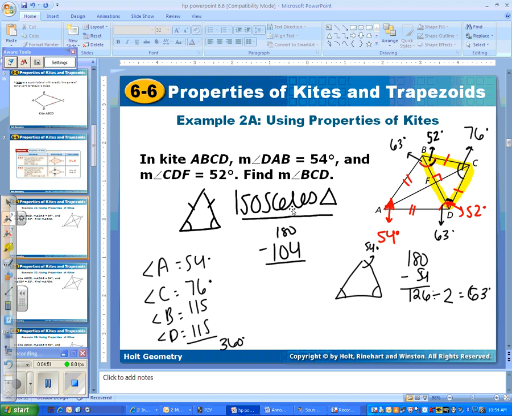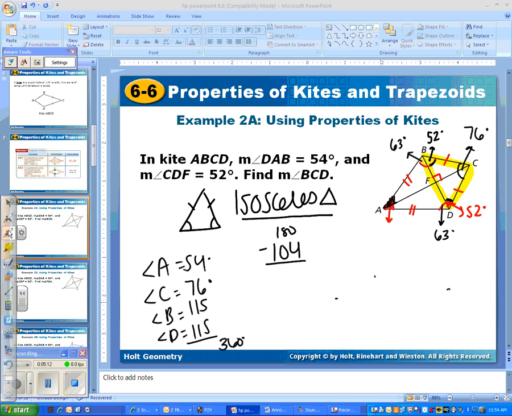Okay, so I just used isosceles triangles to figure out all these angles. What happens if I want to figure out what just this one angle is? Well, the other way you can do it is to use right triangles. So let's see if we can figure out what it is using right triangles. We know that the diagonals bisect.